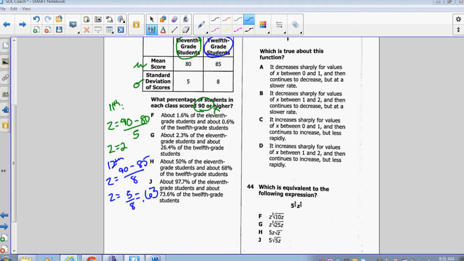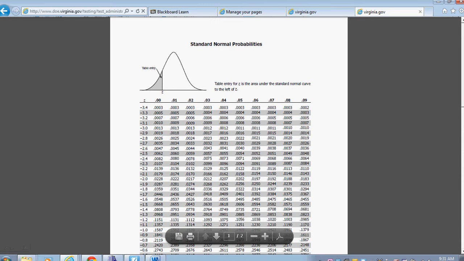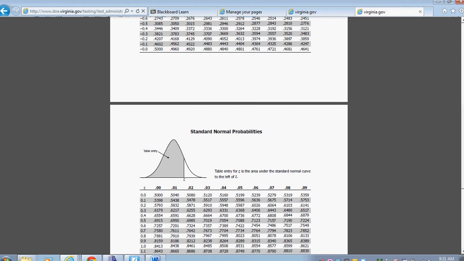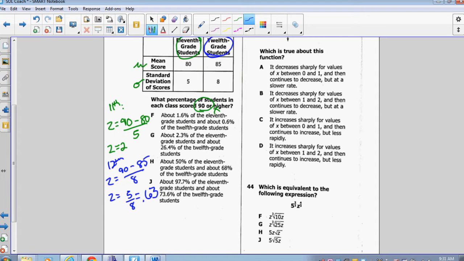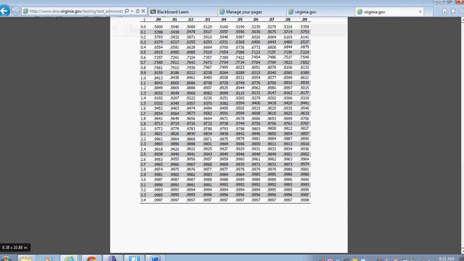Alright, now if we pull up a z-score table, first you want to go to the positive page here. Okay, so if I'm looking for 0.63, I start right there at 0.6 and I go over to 0.63, it's 0.7357. So my number here is 0.7357 for 12th graders. And then for 11th graders, let's go back and we're going to find that z-score of 2. So z-score of 2 is 0.9772.